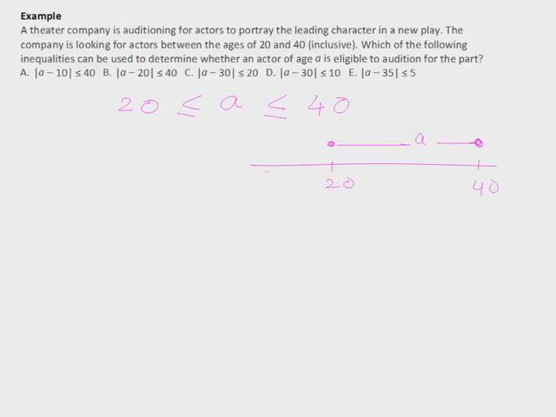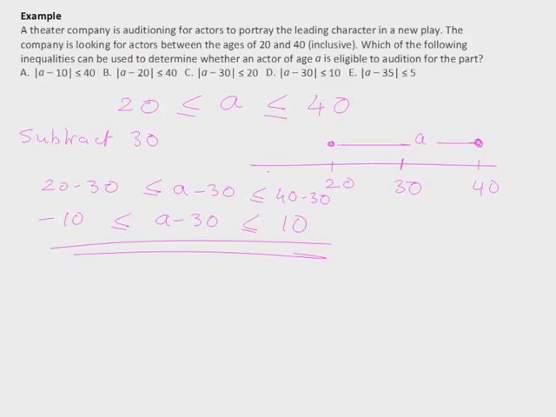How do I work the absolute value symbol into all this? So what I'm going to do is, I'm going to try to get the point of symmetry between 20 and 40. That's 30. 30 is halfway between 20 and 40. And I'm going to subtract 30 from every value. So I'll get 20 minus 30 is less than or equal to A minus 30 is less than or equal to 40 minus 30. Simplifying, I get minus 10 is less than or equal to A minus 30 is less than or equal to 10.